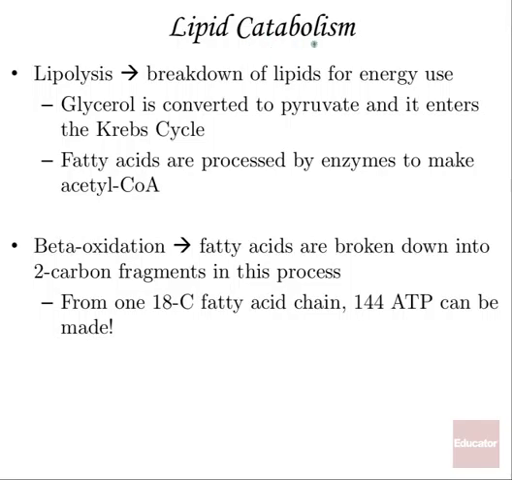Lipid catabolism. So catabolism, remember, is breakdown. So lipolysis is the breakdown of lipids for energy use. So when we take, let's say, a triglyceride and break it apart, what happens to the glycerol? Well, the glycerol is converted to pyruvate, which, remember, also has 3 carbons, like glycerol, and it enters the Krebs cycle. Remember, modified pyruvate becomes acetyl-CoA and enters the Krebs cycle. Fatty acids are processed by enzymes to make acetyl-CoA. So you can actually chop up a fatty acid into lots of different acetyl-CoAs, because fatty acids can be, let's say, 40 carbons long sometimes, or less.